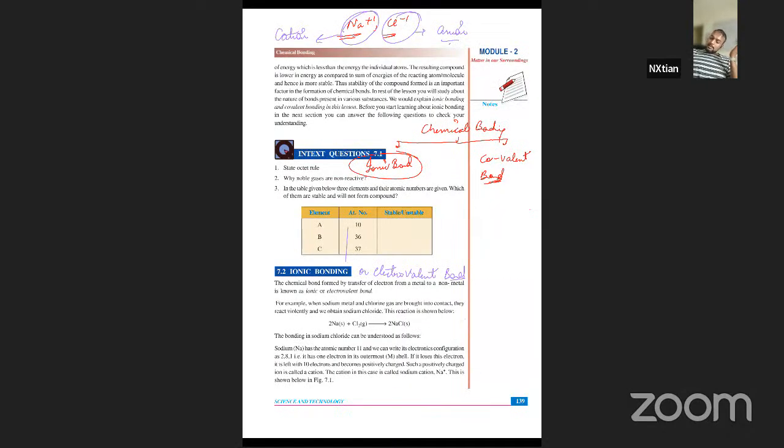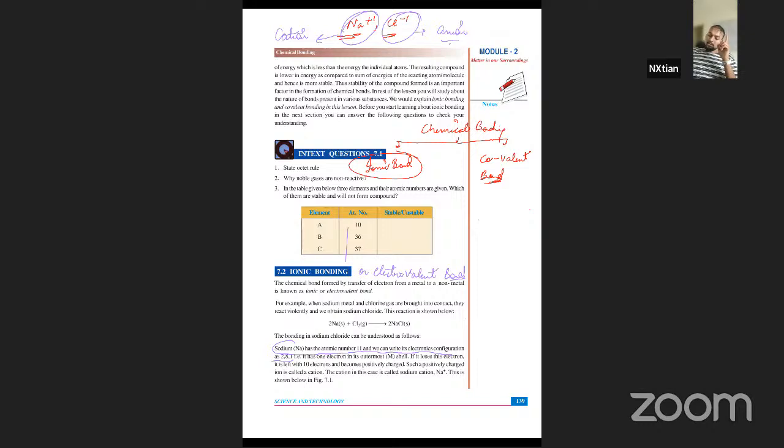Just now we did sodium has atomic number 11. Then we can write the electronic configuration as 2, comma 8, comma 1. Why did I write 2, comma 8, comma 1? In K shell, 2 will go. In L shell, 8 will go. And in M shell, only 1 electron will go.